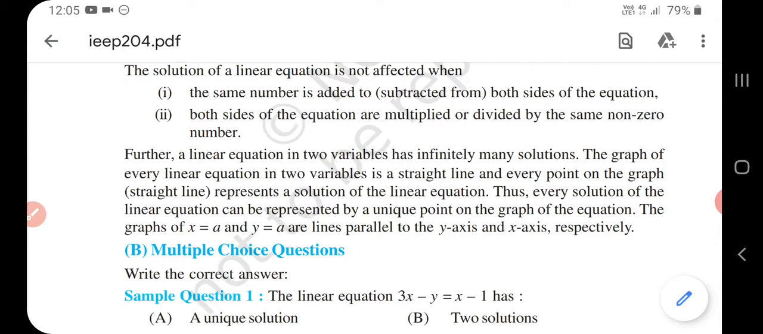Thus we can conclude that every point on the line satisfies the equation of the line. That is, every point on the line is a solution of the equation, and every solution of the equation is a point on the line. Understand? If the point is on the line, it is a solution of that equation, and if the points are solutions of the equation, then they are on the line. So remember this thing.